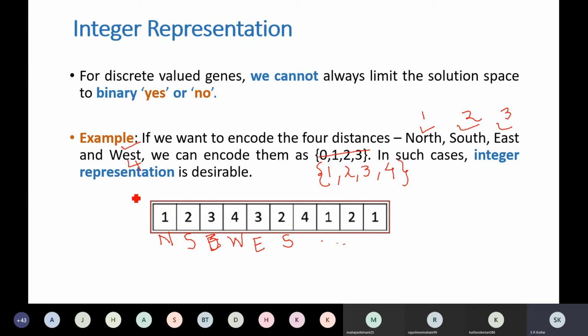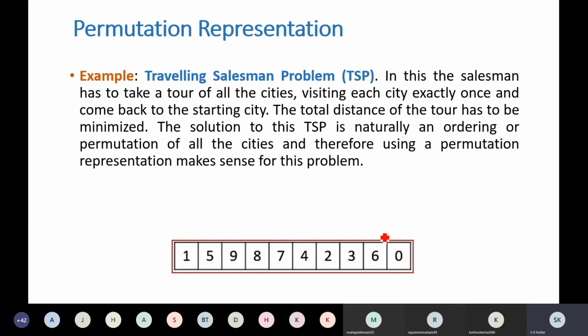So for a set of variables where there are 4 possible values for each variable, instead of representing them in the form of these keywords, it is better that you convert them into integers. Such a representation is called integer representation. For a particular problem where you have a situation like this, we have a representation like this. Then we have seen that sometimes order is important.